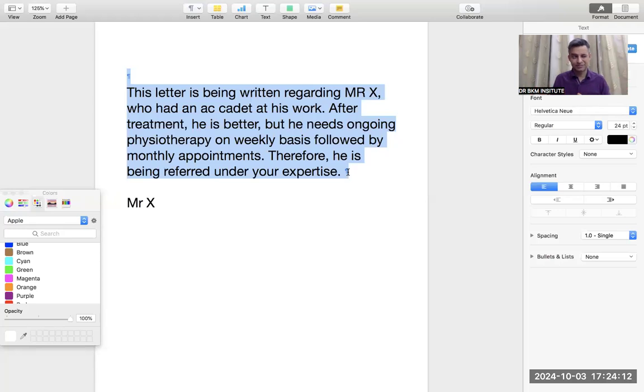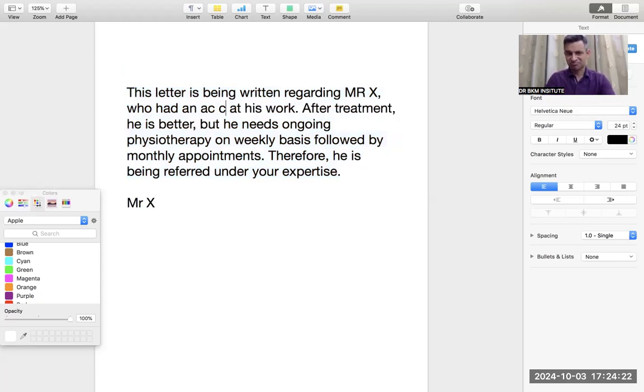Like right now, I forgot the name, but this girl scored 410 in writing this time. This is our method. If you want to score more than 350, because in this, if you can see, you can understand everything about the patient. He had an accident at work, at his workplace. Now you know everything about worker. After treatment better, but he needs ongoing physiotherapy. Therefore he is being referred.